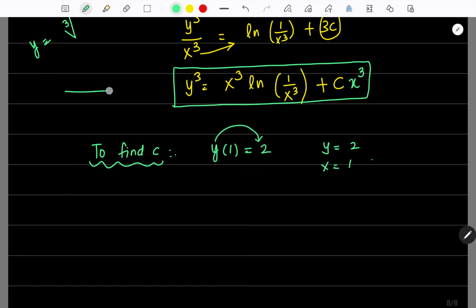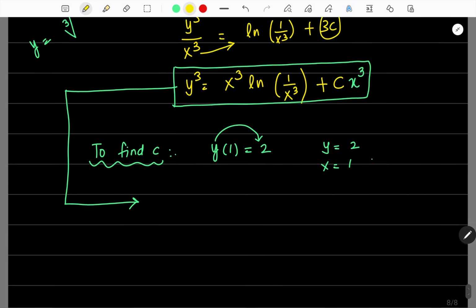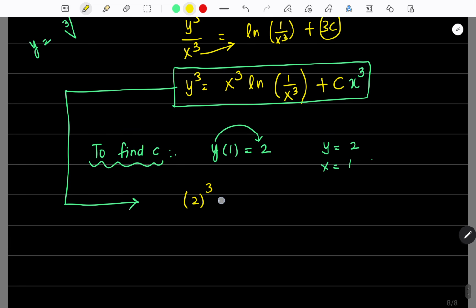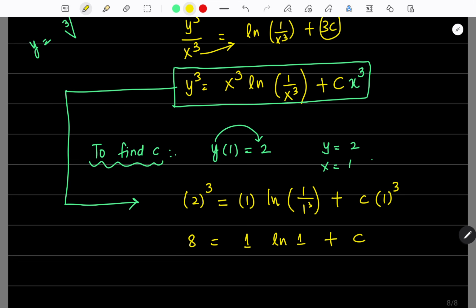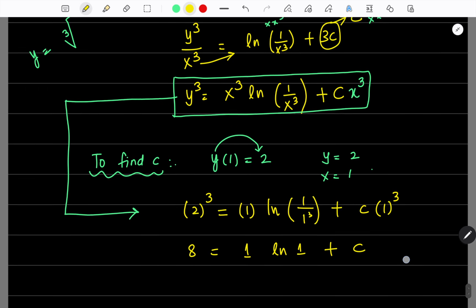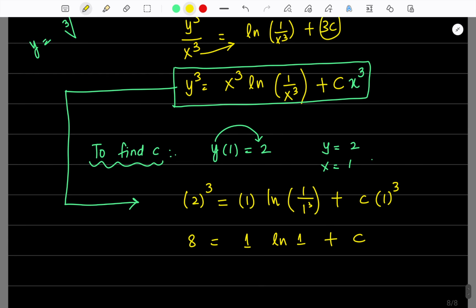So let's see now. I'm going to put the values over here. If I put y is equal to 2, it will be 2 cube is equal to, x is equal to 1, ln of 1 divided by 1 cube, plus c times 1 to the power of 3. So 2 cube is 8, and then this is ln 1 plus c times 1 which is c. Now ln 1 is 0, so c is equal to 8.